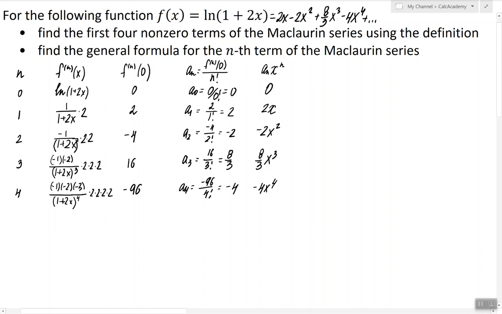So we completed the first task. Now to find the general formula for the nth term, we have to try to figure out the pattern here. So for the kth term, the kth derivative will be what? So what's the pattern here? It seems like we're going to have negative 1, negative 2, negative 3, and so on until negative k minus 1. It seems to be the pattern in the numerator, divided by 1 plus 2x to the power k times 2 to the power k.